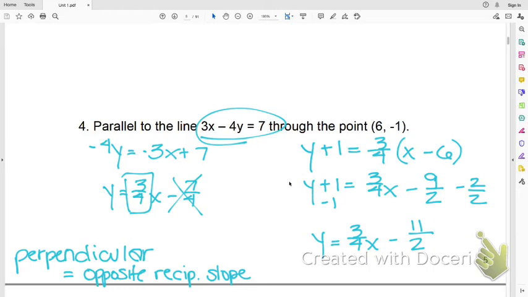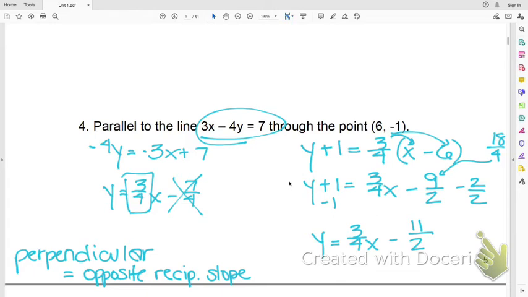A couple places that it's easy to go wrong is in the distribution of your 3/4. I didn't write it up here, but when I'm distributing the 3/4 to the 6, in my mind, that's becoming 18/4, which then reduces to that 9/2. Then when I subtract 1, you see the same thing I did on that last one. Subtract 1 on the left, but subtract 2/2, which is my form of 1, on the right.